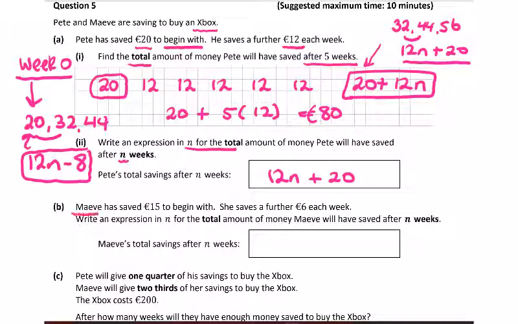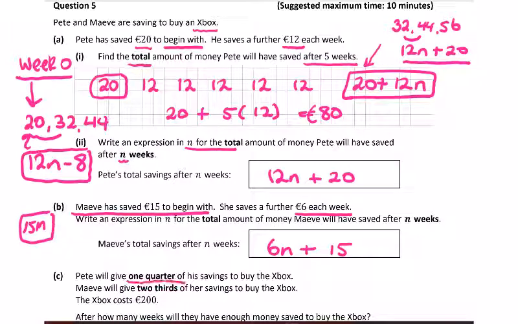And if you knew that, part B was a giveaway. Maeve has 15 to begin with. Just the marks, 15 marks for A, parts 1, 2, and B. She saves a further 6 each week. Well, that's going to be 6n plus 15. You should see that from the pattern above.